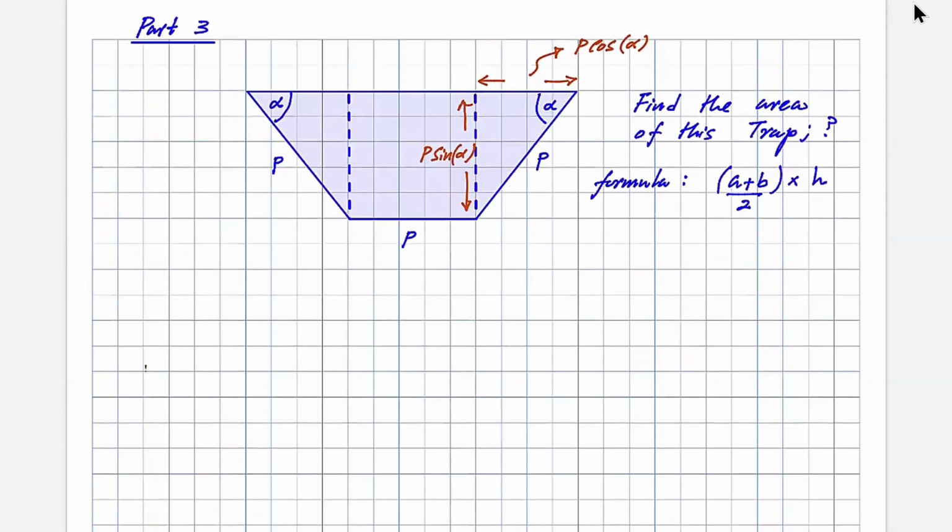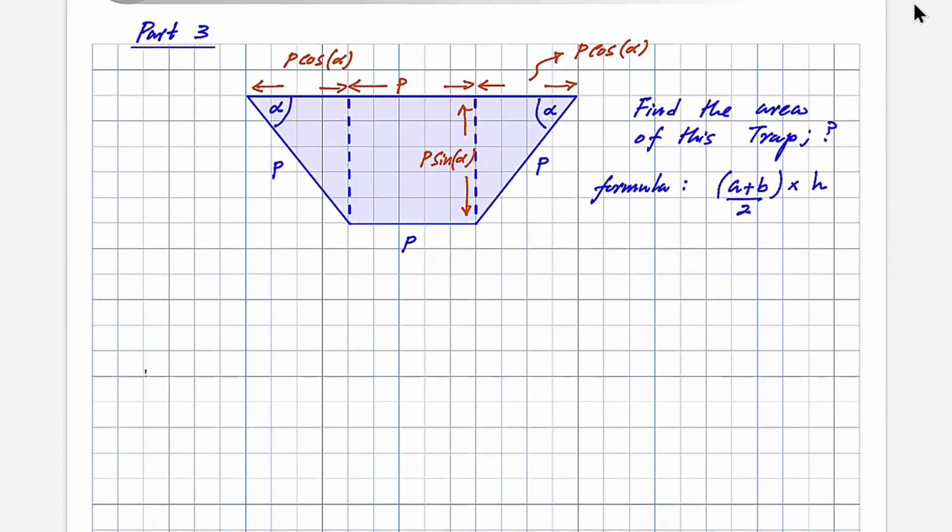Now, this guy is going to be P. And similarly, this guy is going to be P cos alpha, right? So now I have to understand what is my A. My A is P. What is my B? My B is this, which is this plus this plus this, right? So that would be P plus 2P cos alpha.